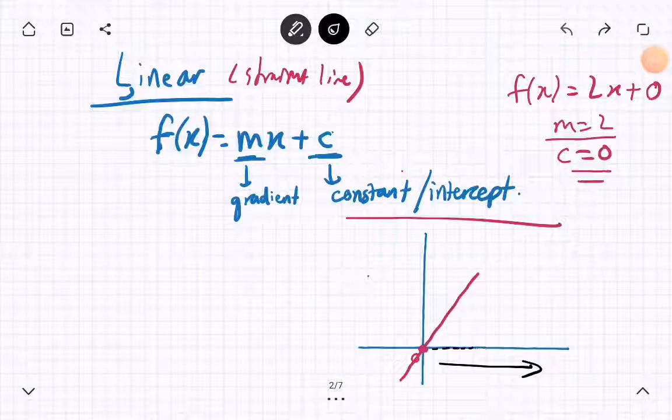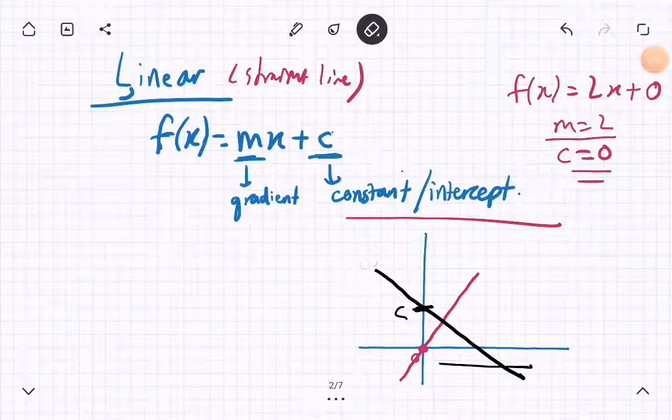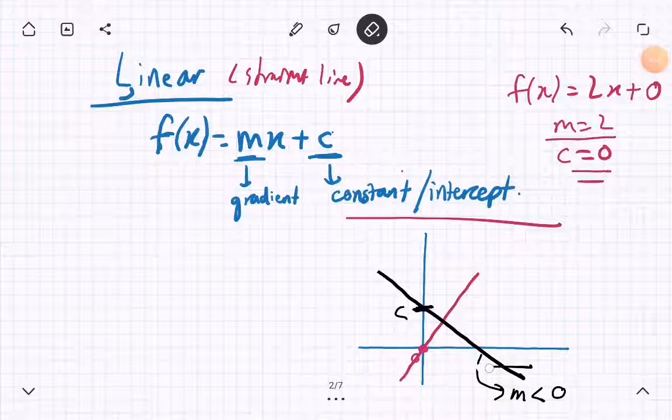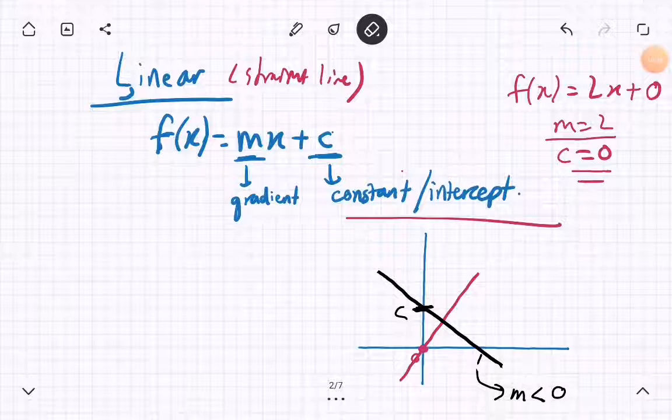At the same time, if m is less than 0, then you might get a line like this. In this case, can you tell me where the c is? I just drew a random line here. Tell me where the c is. So c is where the line cuts the y-axis, the vertical axis. And in this case, why do we get a descending line? We get a descending line when m is negative, meaning m is less than 0.